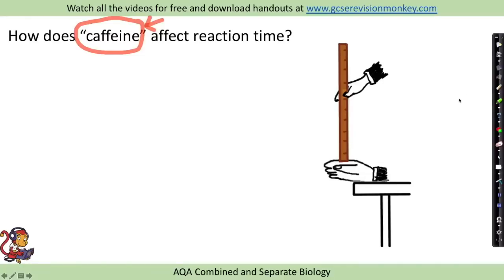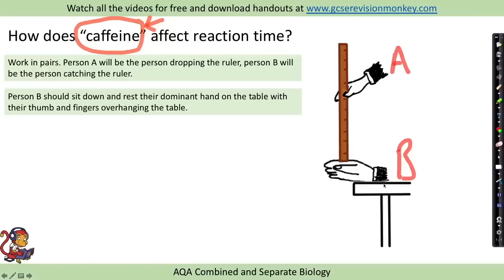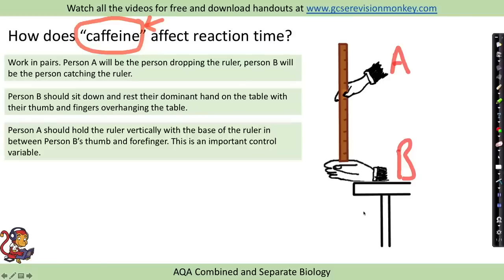So let's go through the method. First of all, you'd work in pairs for this practical. Person A will be the person who is dropping the ruler, and person B will be the person who is catching the ruler. Person B should sit down and rest their dominant hand on the table with their thumb and fingers hanging over the table. Person A should hold the ruler vertically with the base of the ruler in between person B's thumb and forefinger.